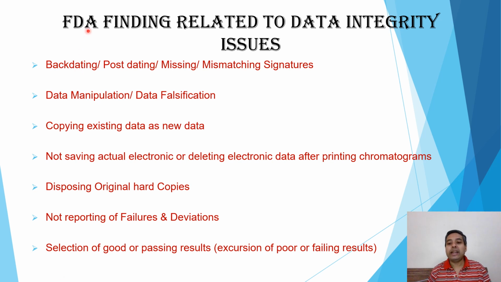After discussion about data integrity issues and common factors which lead to data integrity issues, US FDA findings related to data integrity issues are backdating, postdating, missing or mismatching of signatures by employees working in an organization, data manipulation or data falsification, copying existing data as new data, not saving actual electronic data or deleting electronic data after printing the chromatograms. This can occur when the user has the privilege to delete the data. Okay, no CSV is performed.